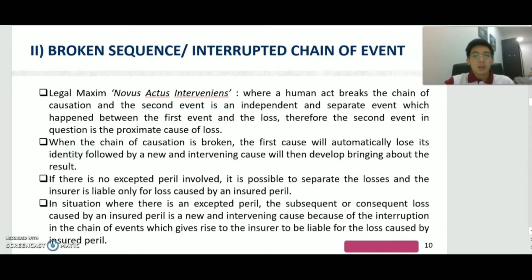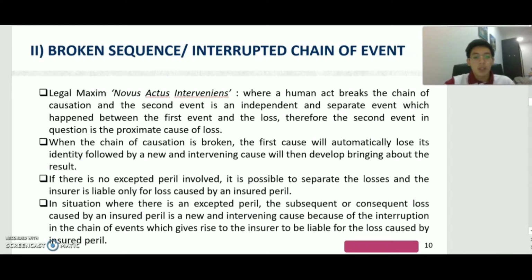Under broken sequence or interrupted chain of events, there is a legal maxim, novus actus interveniens, which means where a human act breaks the chain of causation and the second event is an independent and separate event which happened between the first event and the loss. Therefore, the second event in question is the proximate cause of loss.